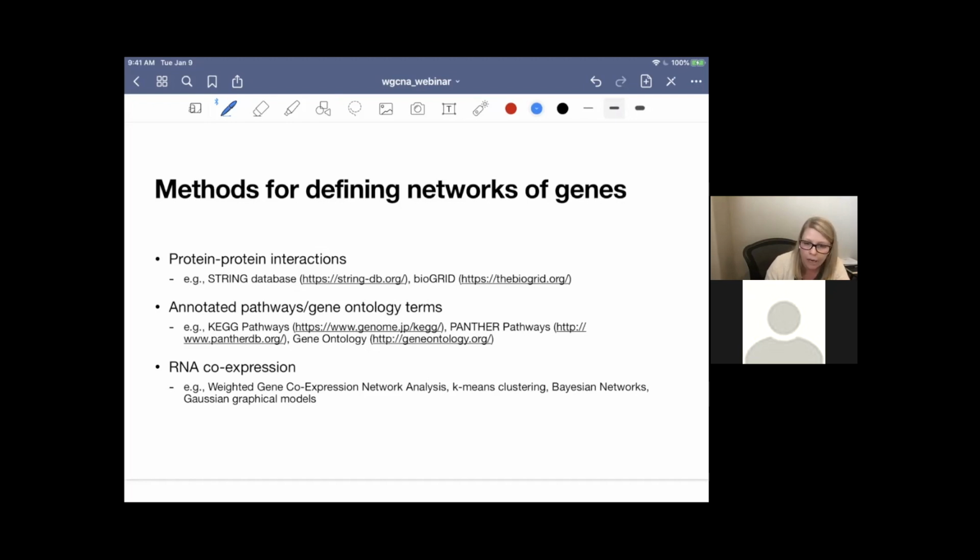And I have Bayesian networks listed here. We'll talk about how our co-expression or WGCNA modules can eventually lead to something like a Bayesian network when we do some follow-up studies in our candidate modules.